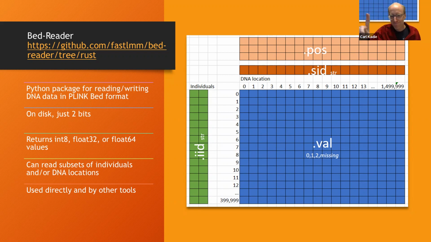A 2D array where the rows are individuals, who are identified with, for some reason, 2 strings. The columns are DNA locations, which are identified with 1 location. Those are called SNPs. They're places on the DNA where people are known to differ. Different people might have different DNA values there. In this example, we've got 400,000 individuals and DNA data for 1.5 million locations.